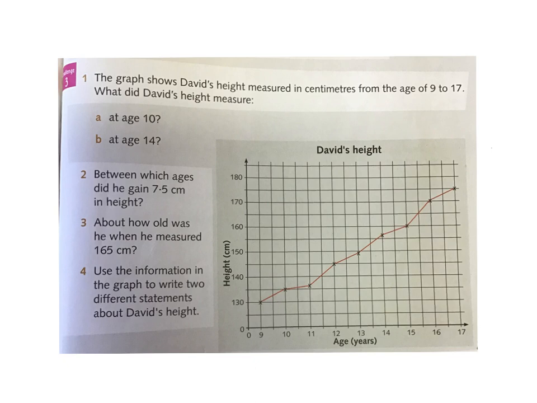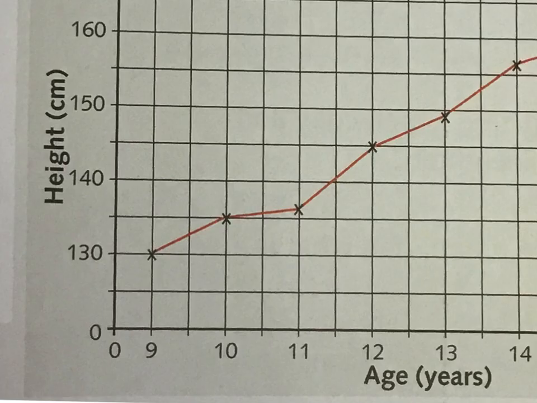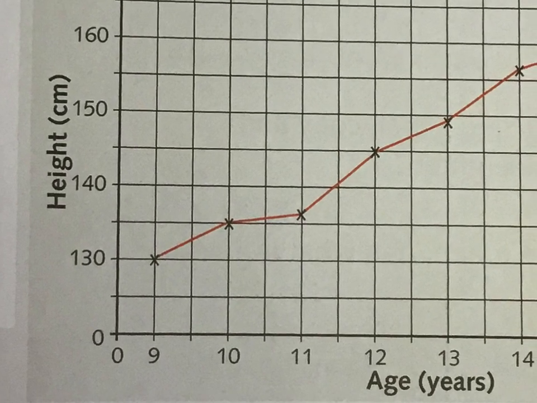Now, you don't need to find out the gain between every set of ages to work this out. You can use a bit of common sense to help you here. I know that my height scale is going up in 5s, okay, so between 130 and 140 there are 10 centimetres, but this in between is 5 centimetres. So I know that each little horizontal line on your graph is 5 centimetres.